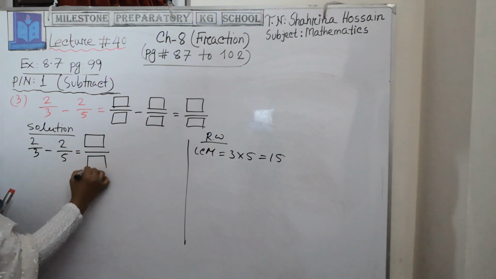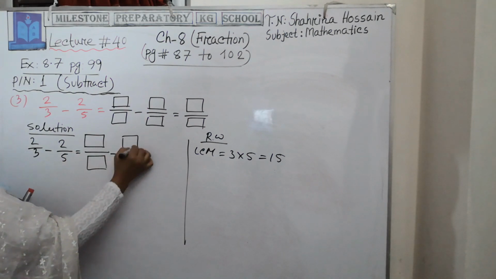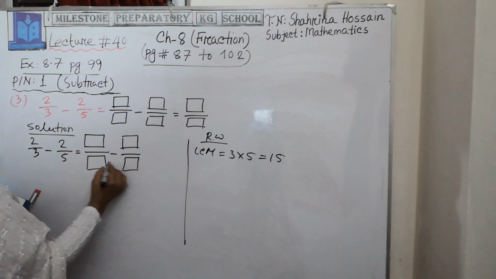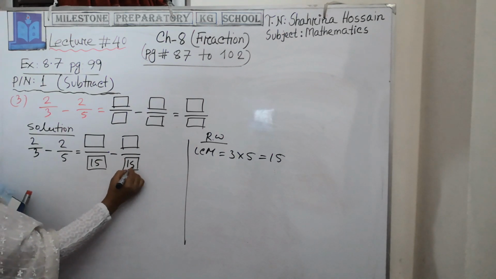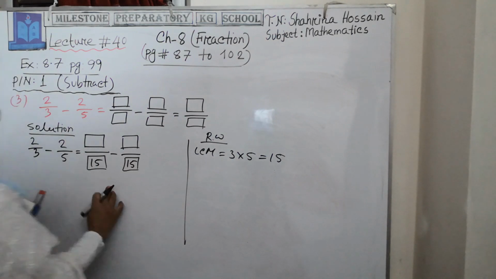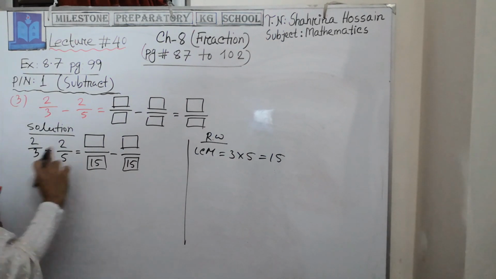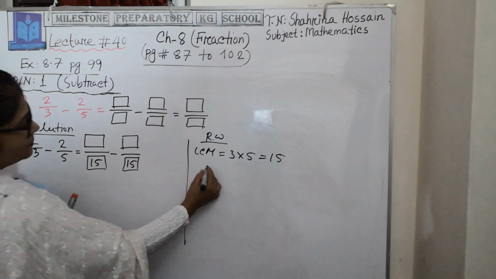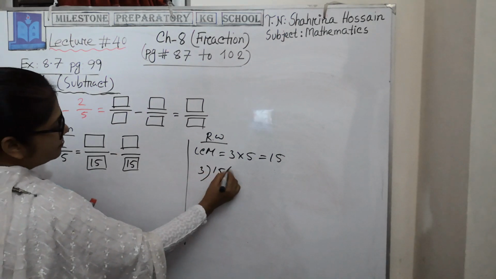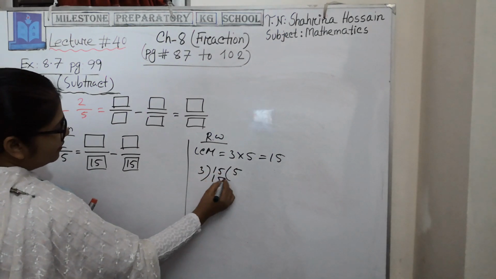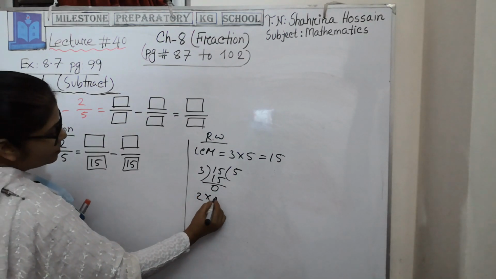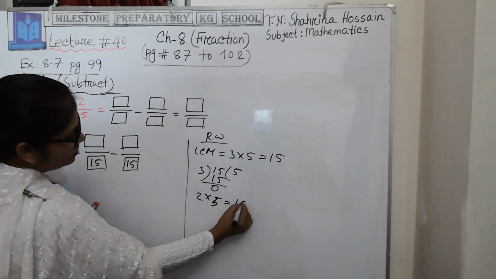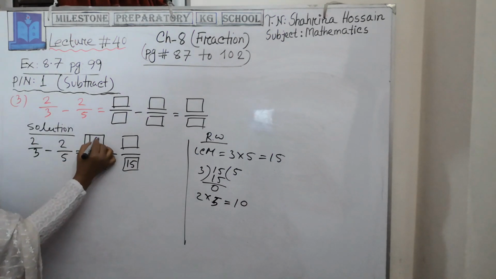That means in the denominator of both fractions we write 15. Now we divide 15 by 3 first: 5 threes are 15. Then we multiply 2 into 5, which equals 10. So here the numerator is 10.